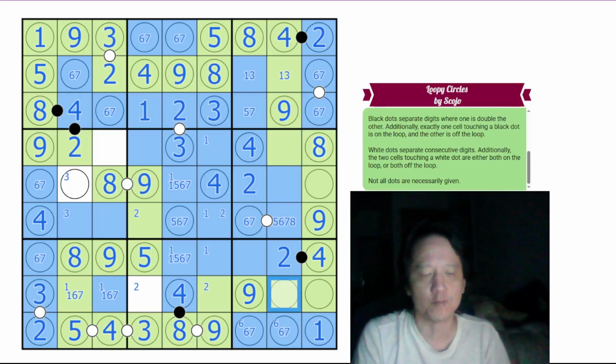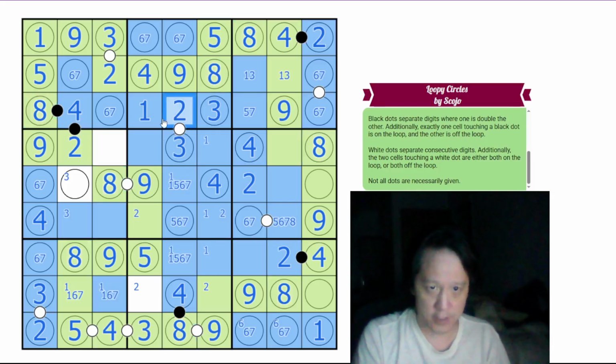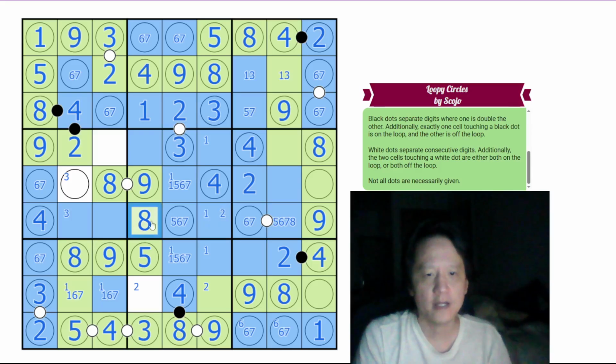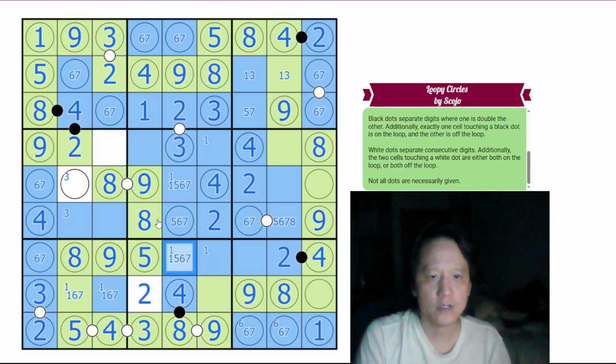Where is the 8 in row 8? It has to be here. So that's an 8. Yes, 8 cannot be here or here or here. So this must be 8 here, which means this can't... This is the guaranteed 2. So this cannot be 2 here, so this is 2 there. This has to be 6 or 7.